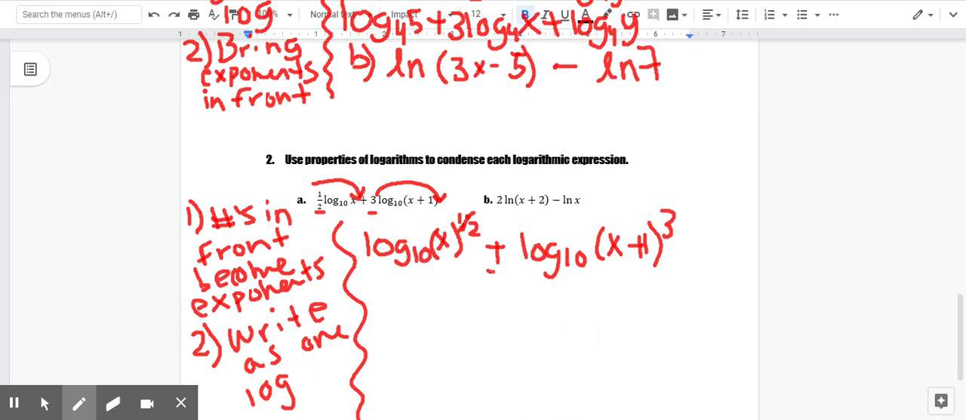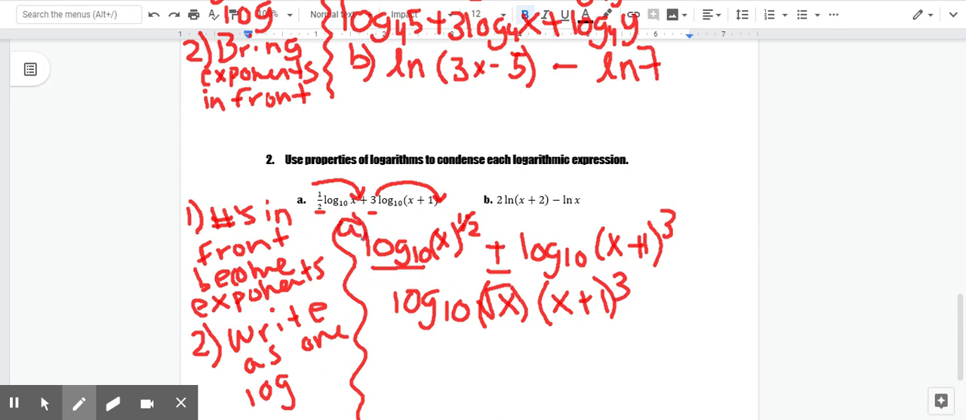So now, since we're using addition, we're going to write it as one log, log base 10. And addition means we're going to multiply. So x to the 1/2 is the same thing as square root of x. So that's how I'm going to write it to fully simplify it. And I'm going to multiply that by x plus 1 to the 3rd. This looks a little bit funky, but that is fully condensed. And we can leave it like that. So that's A. Now we're going to take a look at B.